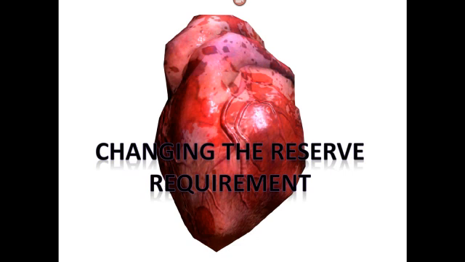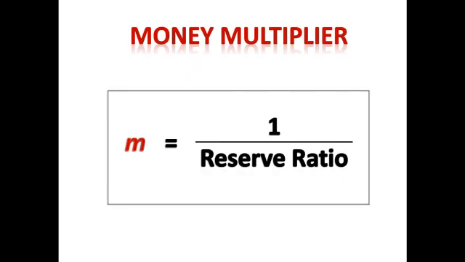Changing the reserve ratio is the last thing the Fed would do if open market operations and changing the discount rate were not enough. If open market operations were like putting on a Band-Aid and changing the discount rate is like fixing a broken bone, changing the reserve requirement is like open heart surgery. The reserve ratio is the percent banks' reserves must keep on deposit with the Federal Reserve Bank or as vault cash.